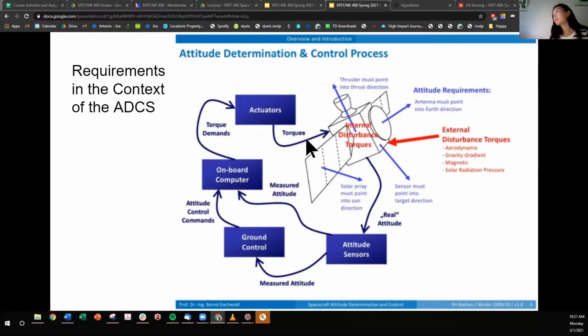Now, this process is all towards the goal of these different attitude requirements. They could include pointing the antenna towards Earth, pointing the thruster in the thrust direction, say to change your orbit, pointing your sensor into a target direction, or pointing your solar arrays toward the sun.